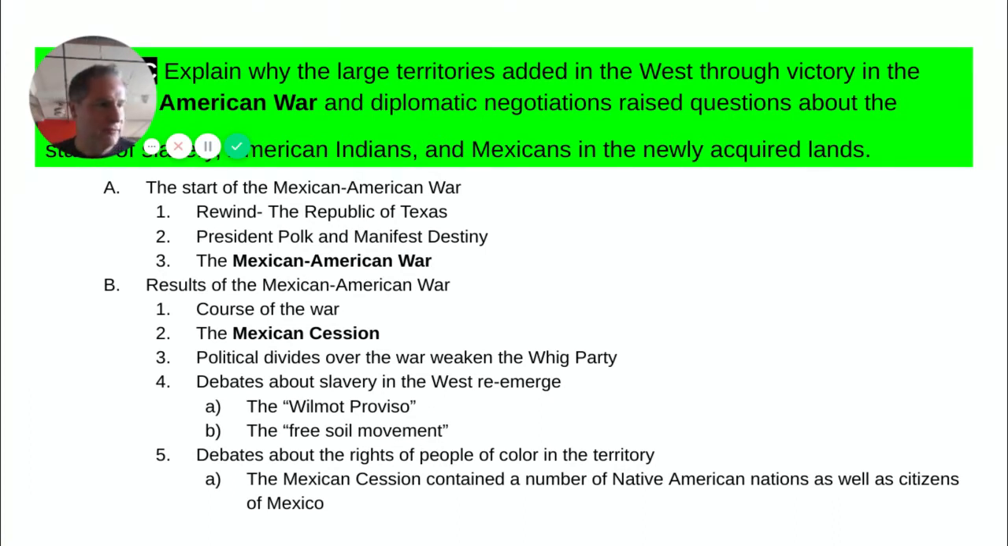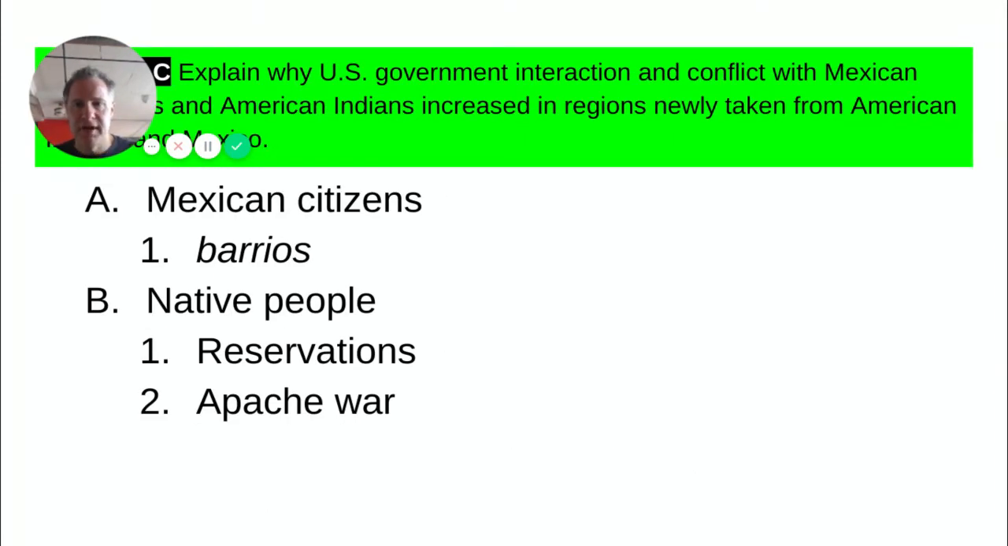Native Americans were also included in that. Mexico had several treaties with Native people of the Southwest, and the question was, would the United States continue to honor those treaties or not? So we'll take a look at that a little bit deeper here.